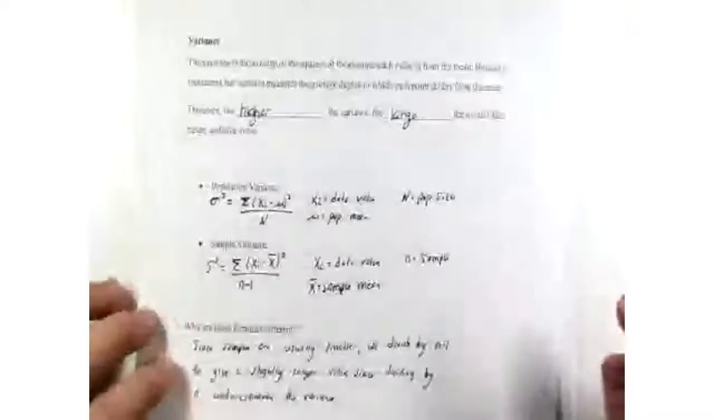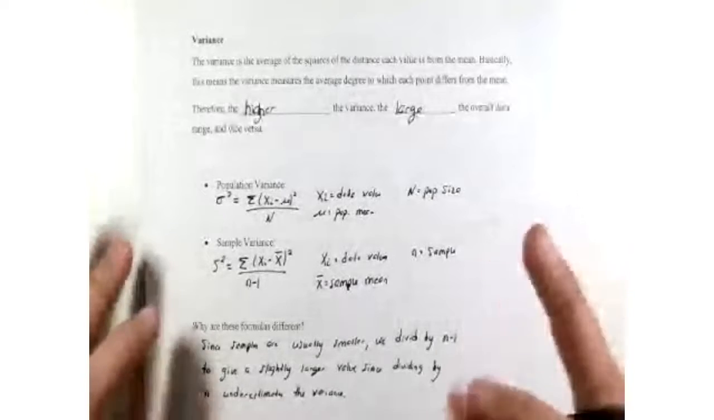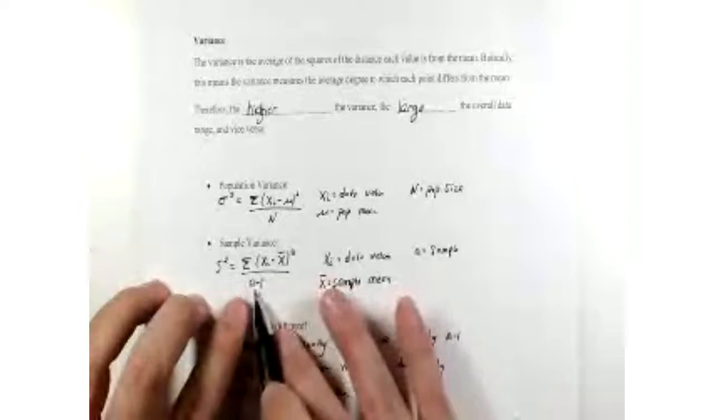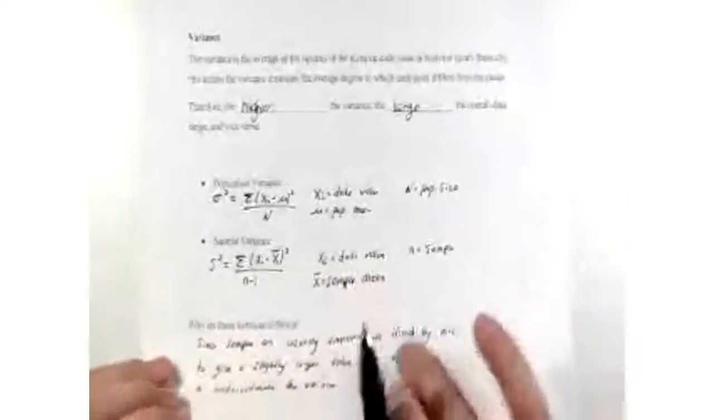So whenever we come to chapter 7, this n minus 1 will come in handy because it's going to be known as the degrees of freedom. So that's what we're going to use when we create confidence intervals.